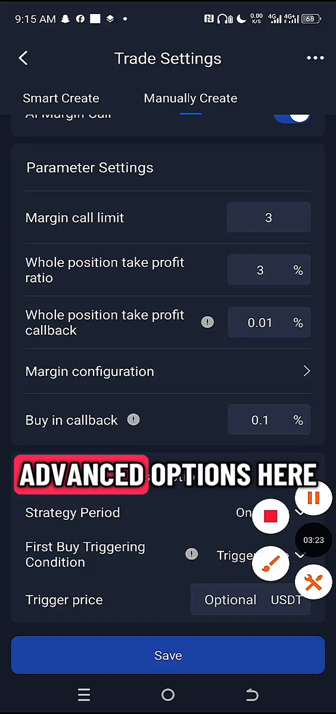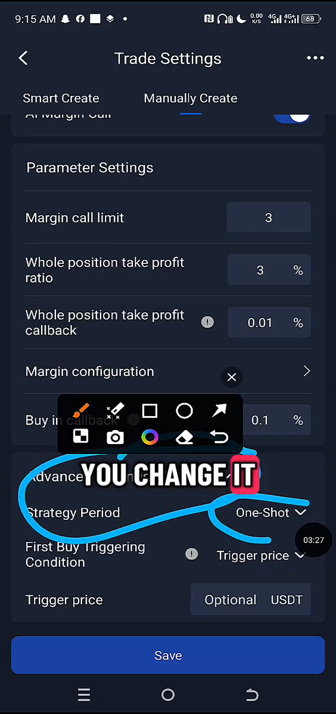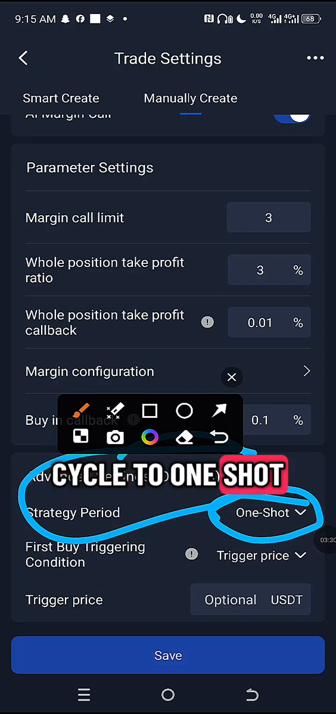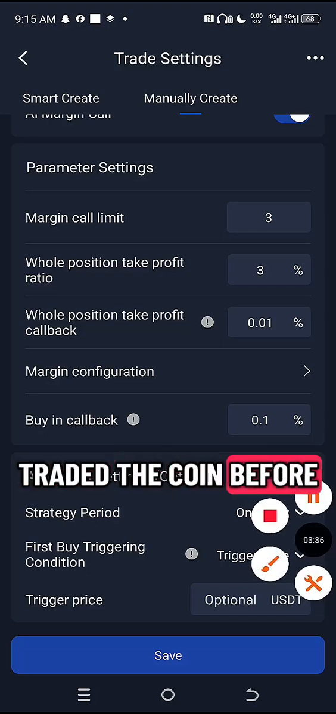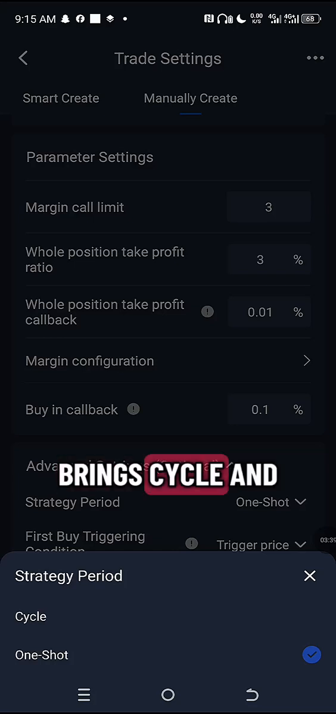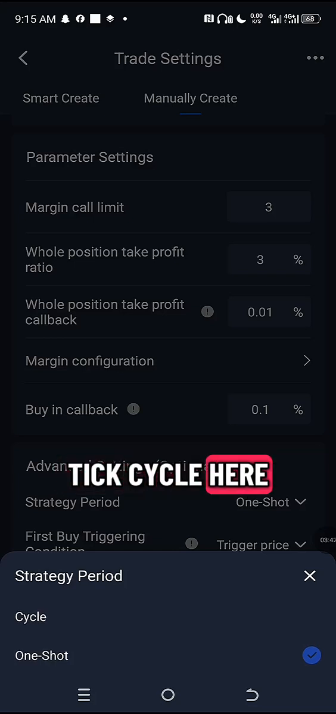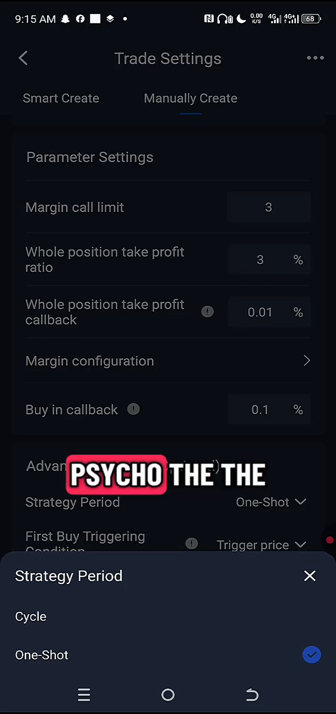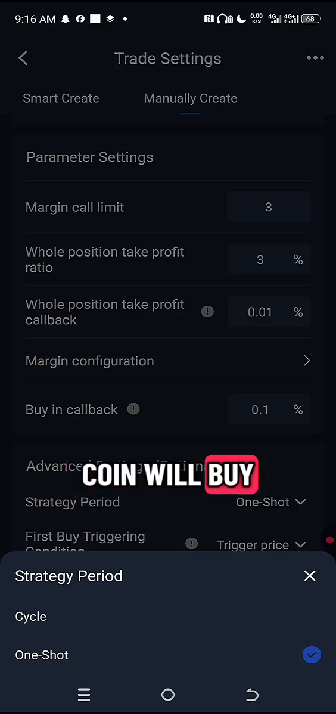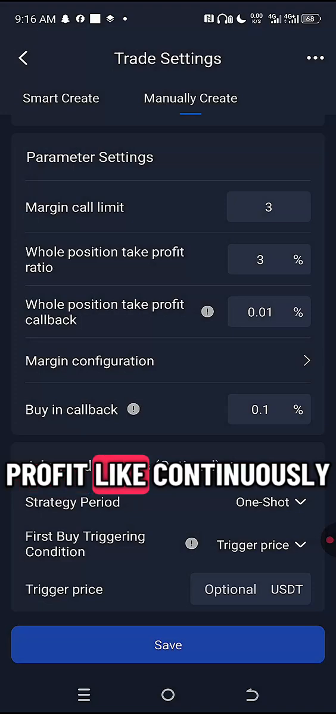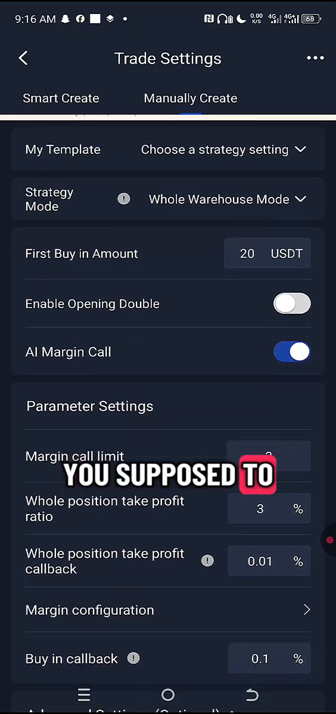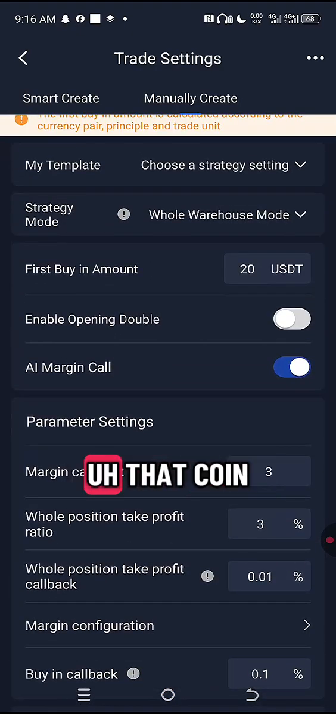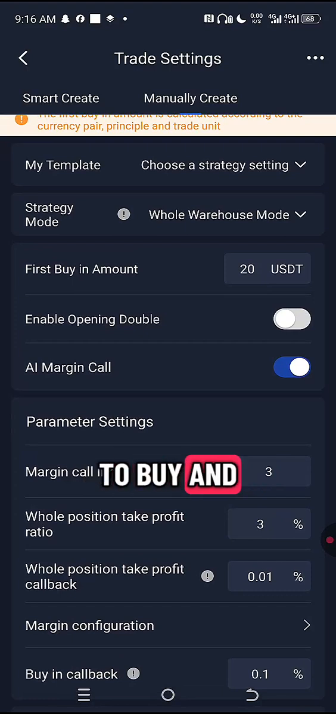And then you tap on these advanced options here and make sure you change it from cycle to one shot. It is always in cycle if you have never traded the coin before. So if we tap on it like this, you see it brings cycle and one shot. Because if you put in cycle, the coin will buy, sell, and buy again, so cycle enables us to trade coins if you want to profit continuously and you're certain about the coin. But for a signal, you're supposed to put that coin in one shot because you want to buy and exit the market.